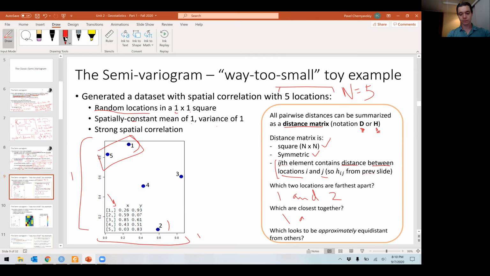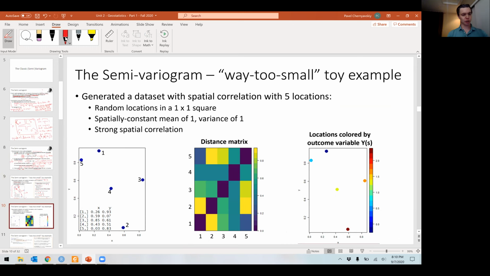Which location looks to be approximately equidistant from the others? It's four. Four is kind of in the middle of things. If you think about these arrows, all the arrows are going to be the same. So let's see if our intuition came true. Which were the closest, the farthest apart? Here is my distance matrix.